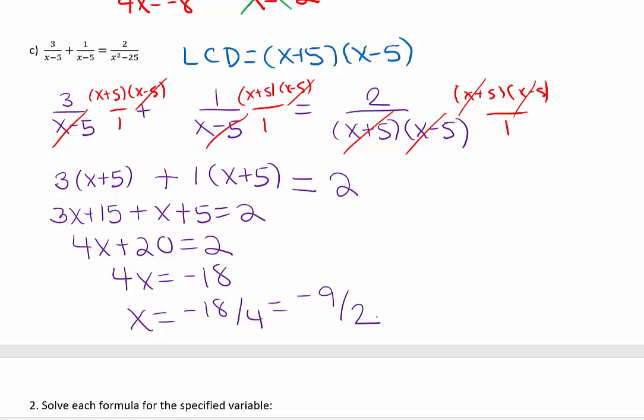Finally, I have to check that solution, and I notice that negative 9 halves is not going to give me zeros in the denominator. In fact, the only values of x that would have given me 0 would have been 5 or negative 5. Because I didn't get either of those numbers, that tells me that negative 9 halves checks out and is my solution.